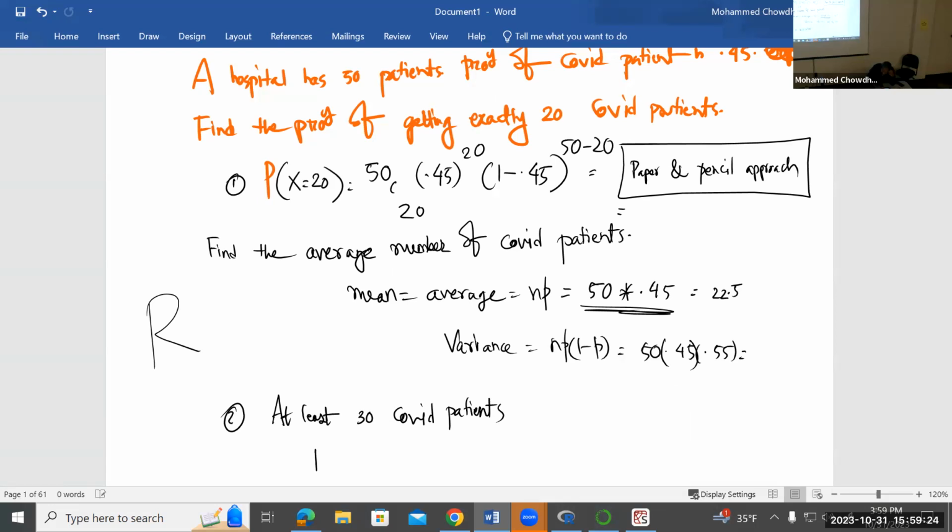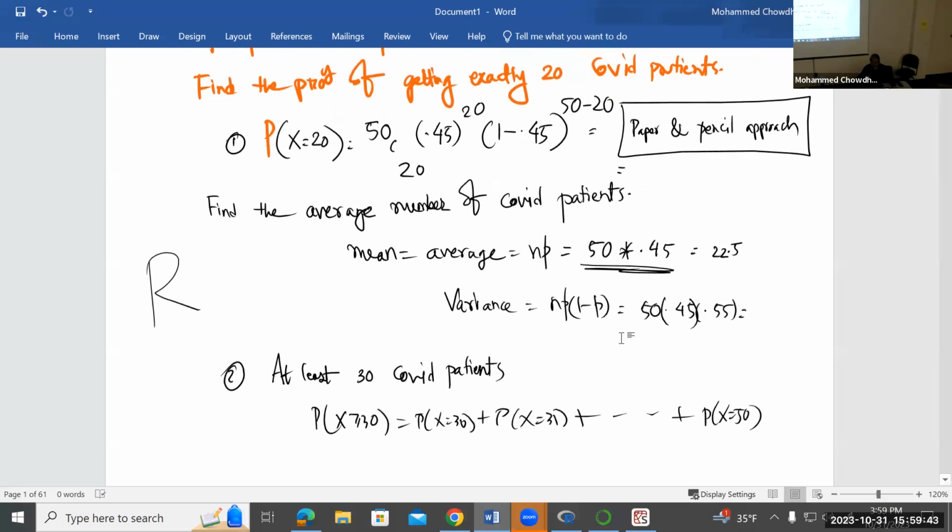At least 30 COVID patients means probability of X greater equal to 30. So that means probability of X equal to 30 plus probability of X equal to 31, and it will go up until probability of X equal to 50, right? Do you agree with these things?